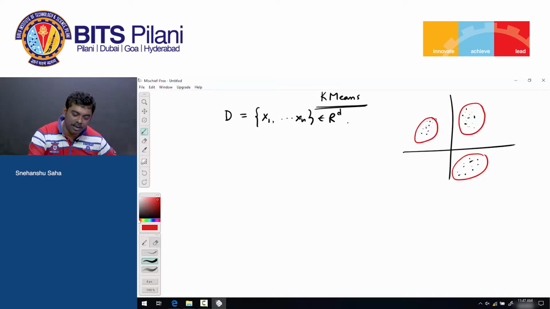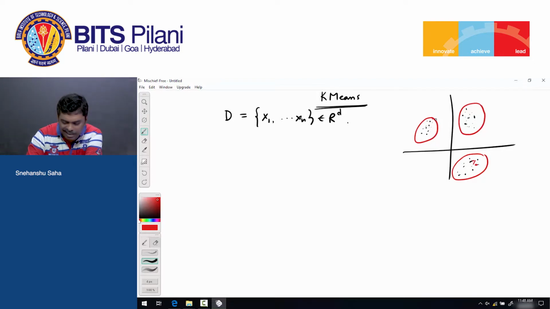These data points seem to belong to this cluster, these data points seem to belong to this cluster, and these data points seem to belong to this cluster. Why? For the simple reason that you pick any point here, and then you find its neighbors. Let's say you have some neighbors here. You compute the distances.